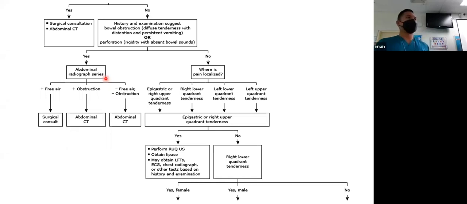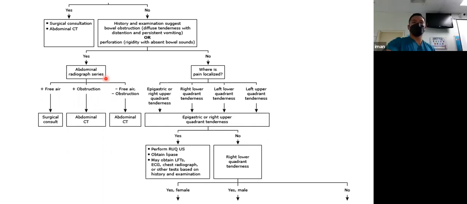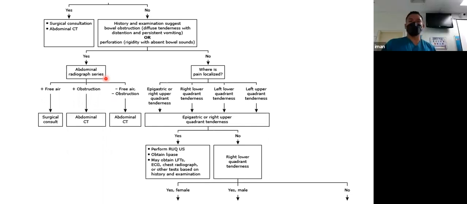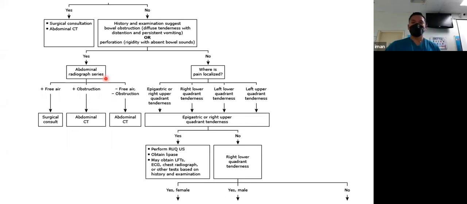If all is negative, then we kena localize lah. We try to localize where is the pain. For epigastric, kita kat sini we divide into epigastric, right upper quadrant, left right lower quadrant, left lower quadrant, and left upper quadrant. So for epigastric and right upper quadrant, okay, so patient ada pain localized dekat situ. So kita boleh buat, what you can do ultrasound, bedside ultrasound, can obtain blood sound like lipase, amylase, to rule out kalau ada pancreatitis ke.